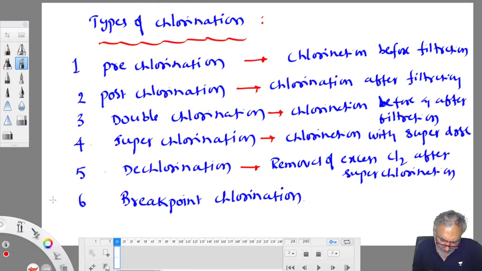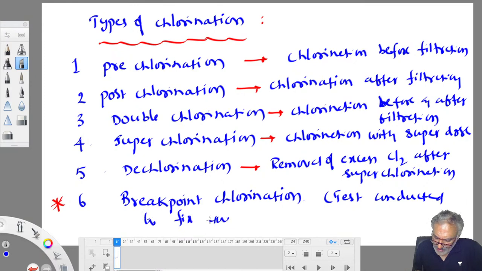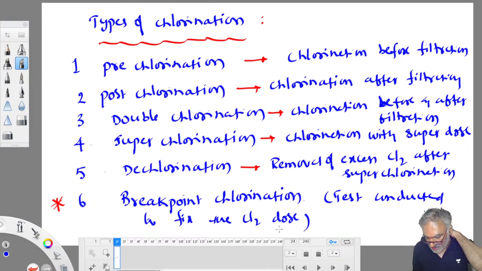Breakpoint chlorination is very, very important. It is a test conducted to fix the chlorine dose which is to be added to water, so that it produces stable residual, and at the same time we get protection also in water.